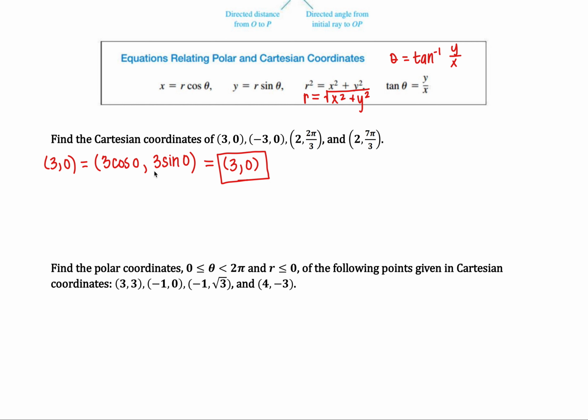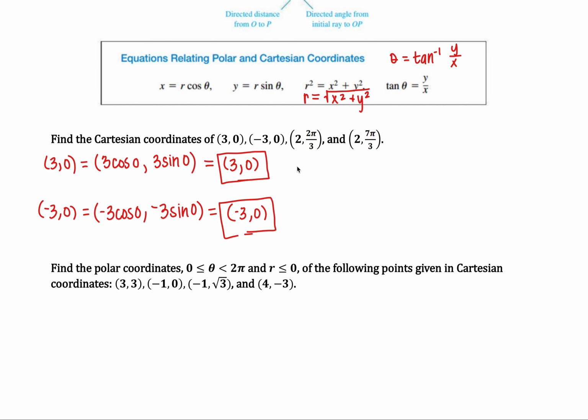I'm going to repeat the process for negative 3, 0. So this time we'll have negative 3 cosine 0, and then negative 3 sine 0. And it's going to work in the same way. Cosine 0 is still 1, sine 0 is still 0, so we end up with negative 3, 0 again. Now, most of the time, our polar and Cartesian coordinates are not identical, and we're going to look at 2 more examples here where you'll see that.